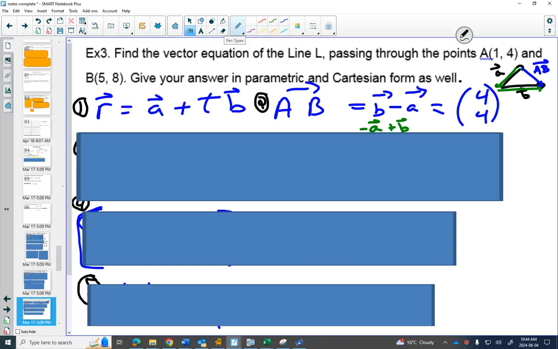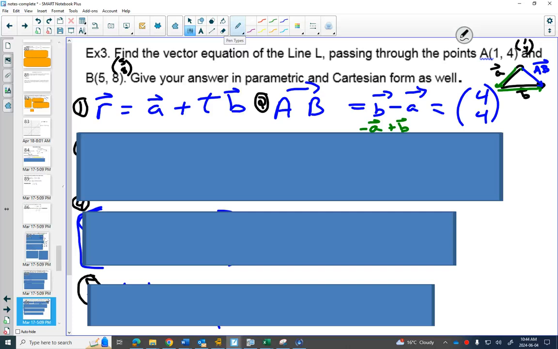So now I just take vector b, which as a column vector is (5, 8), minus (1, 4). Oh, do you do that sometimes? Accidentally add the fraction line? All the time? How easy is it to subtract them? 5 minus 1 is 4, 8 minus 4 is 4. So that's our direction vector, (4, 4).